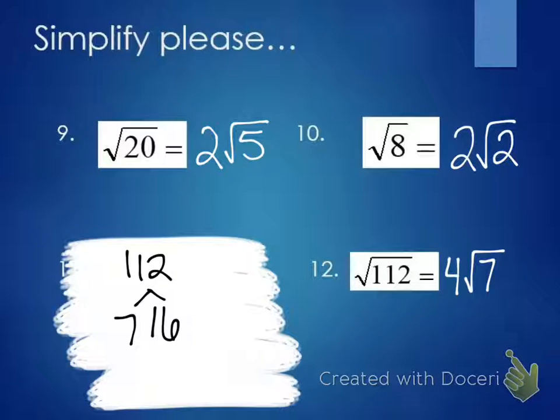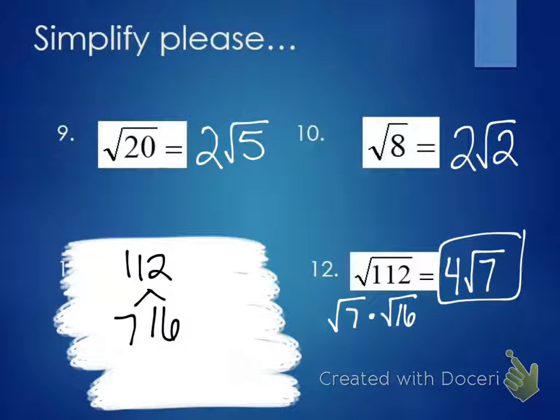So that means when I rewrite the square root of 112, I can rewrite it as the square root of 7 times the square root of 16. Square root of 16 is 4. That's how we got the 4 out in front. The 7 stays, so that's why you got the 7. 7 stays because it does not simplify.